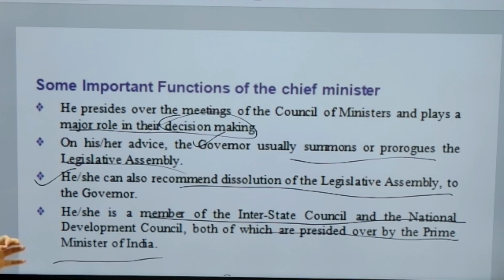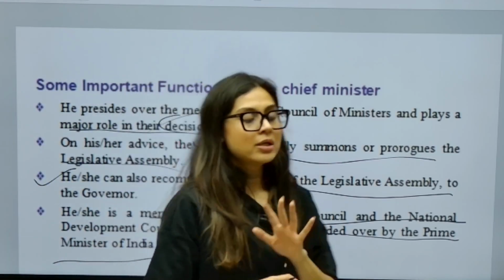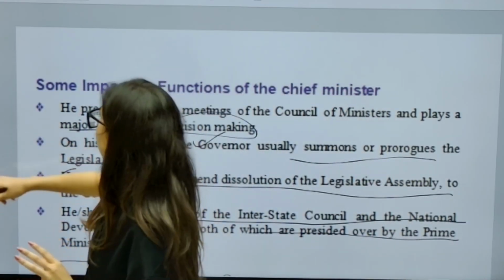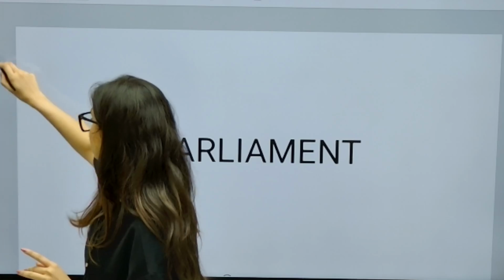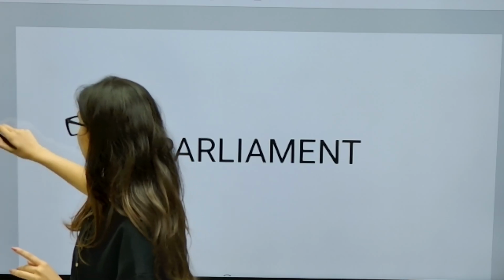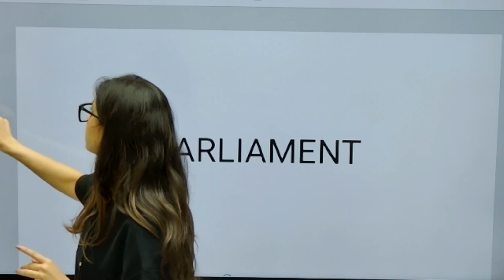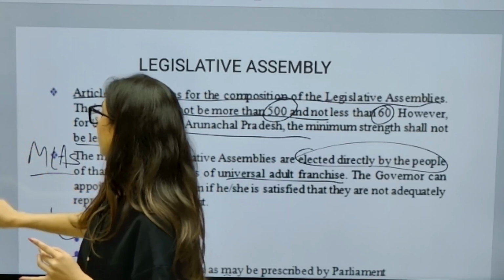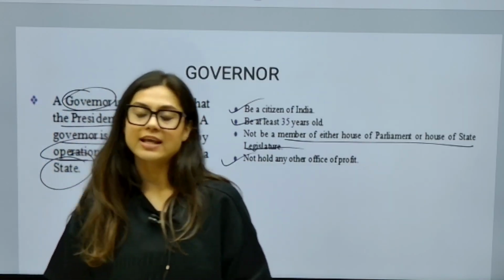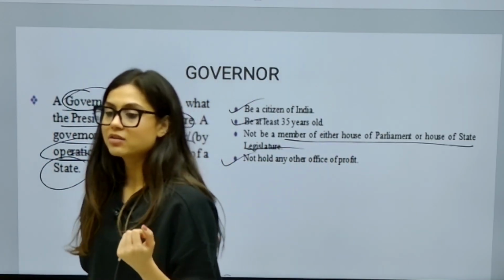So this was all about parliament, union parliament. We discussed union parliament, then state legislative assemblies, legislative councils, and last is state executive, which includes governor and the chief minister.